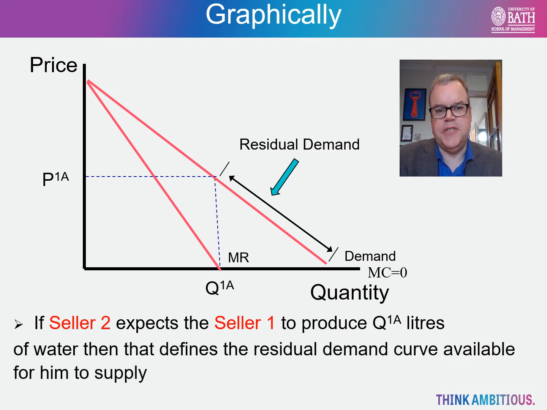We can explain this process using differential calculus or graphically. We'll use graphs. So back to our original diagram, and recall seller 1 maximises profit when marginal costs equals marginal revenue and produces Q1A units of output at a price of P1A. Note he does not supply the whole market. He leaves some residual demand, as indicated on the diagram. These are consumers who are not prepared to pay P1A and are therefore not served. In theory, these consumers on the residual demand curve are available to seller 2.